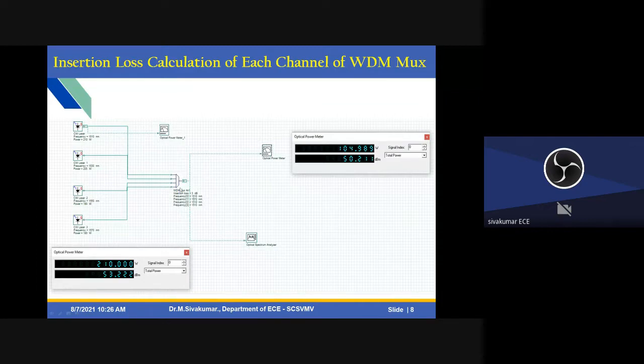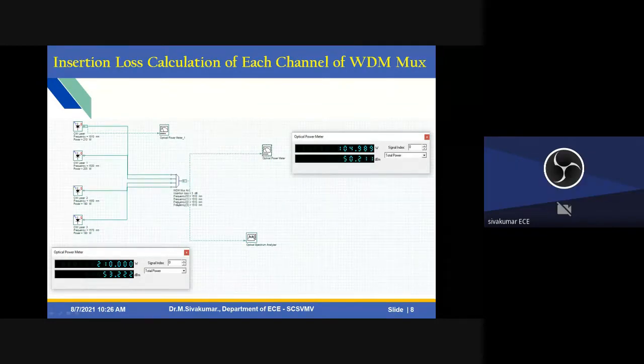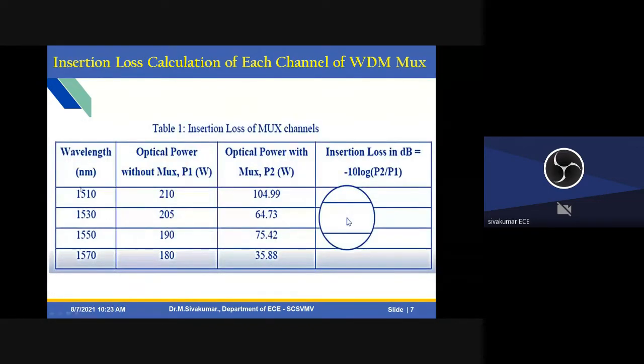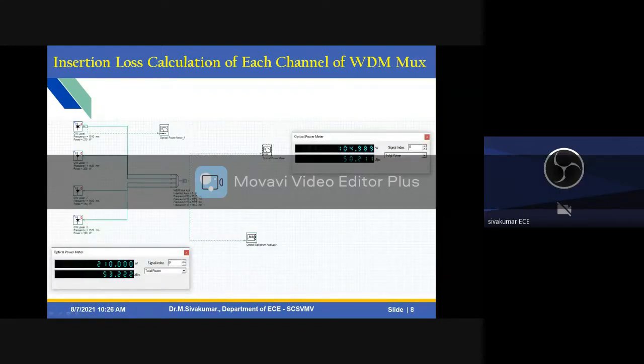Here you need to change one more thing. When you click on the WDM mux, there is an insertion loss option. Just put 3 dB. You are getting the 3 dB spectrum. Also, if you want to find the table for 1510, you need to set 1510 only. Then only you will get this optical power meter.